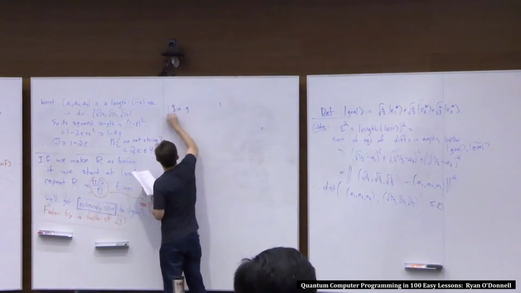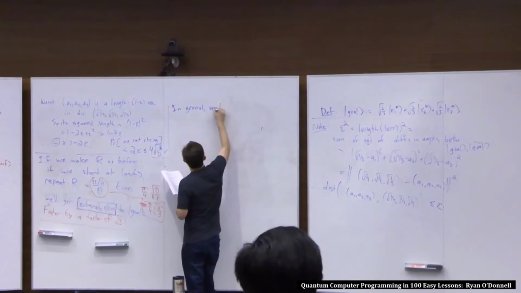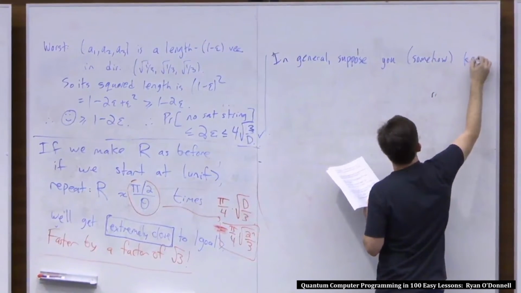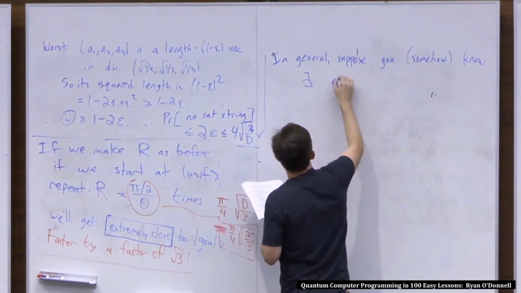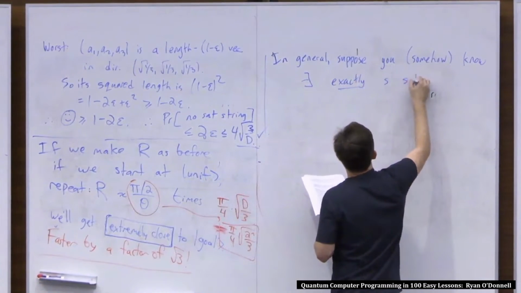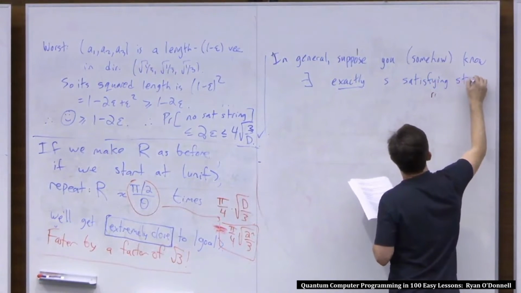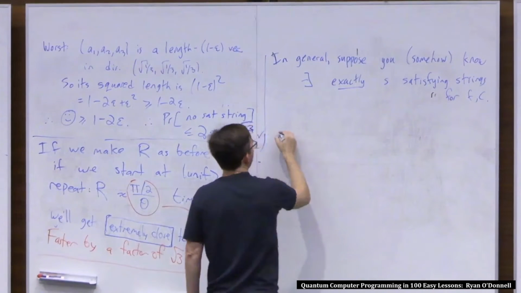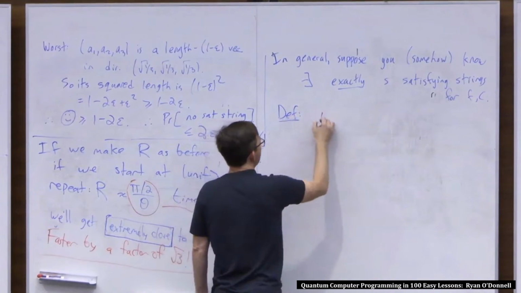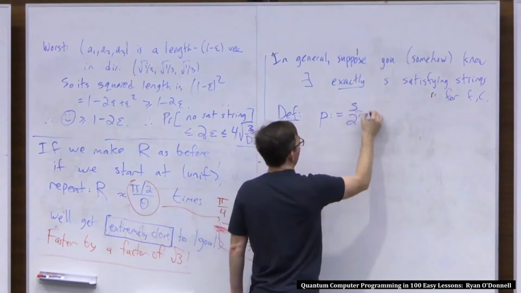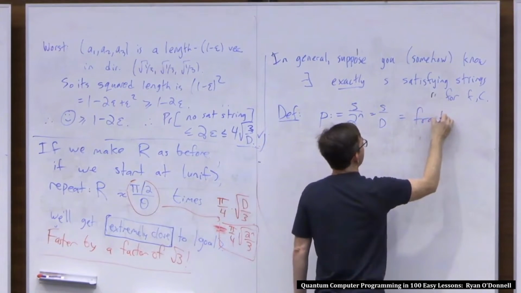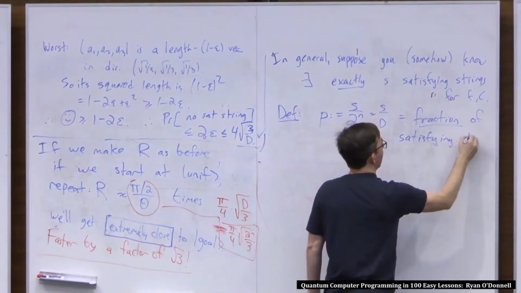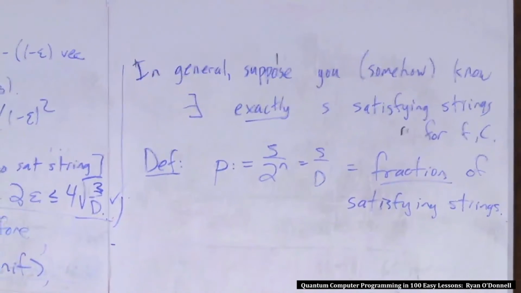So in general, suppose you somehow, this is bogus for now, but somehow know there's exactly S satisfying strings for F or C. What I actually like to focus on is what I'll call P, which is S over 2 to the n, or S over D, which is the fraction of all strings which are satisfying. It's just a little bit nicer to focus on this fraction. It's a number between 0 and 1.